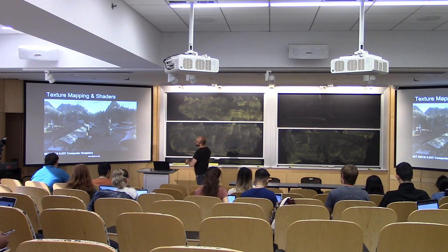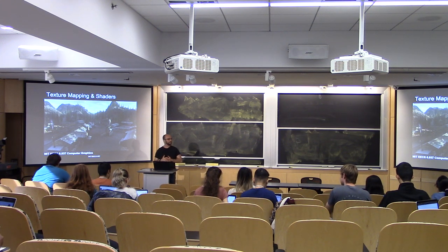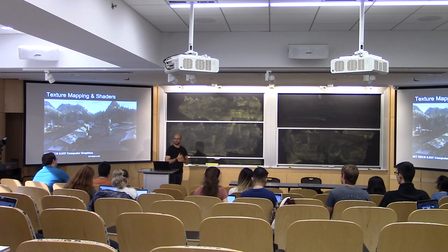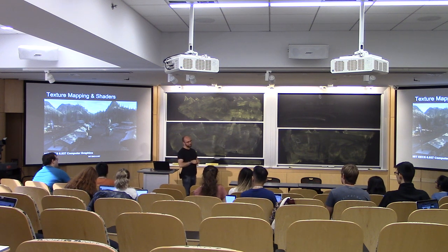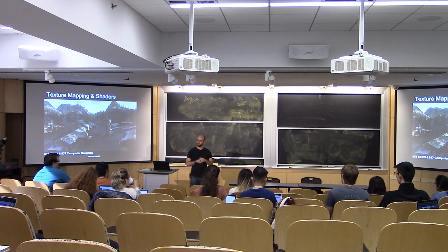All right, so let's talk about texture mapping and shaders. So far, we've talked about ray tracing first in the world's most boring scenario, where the only surfaces we knew how to render were Lambertian, right? The only thing they could do is compute dot products. And then in our previous lecture, David talked a lot about this idea of a BRDF, right?